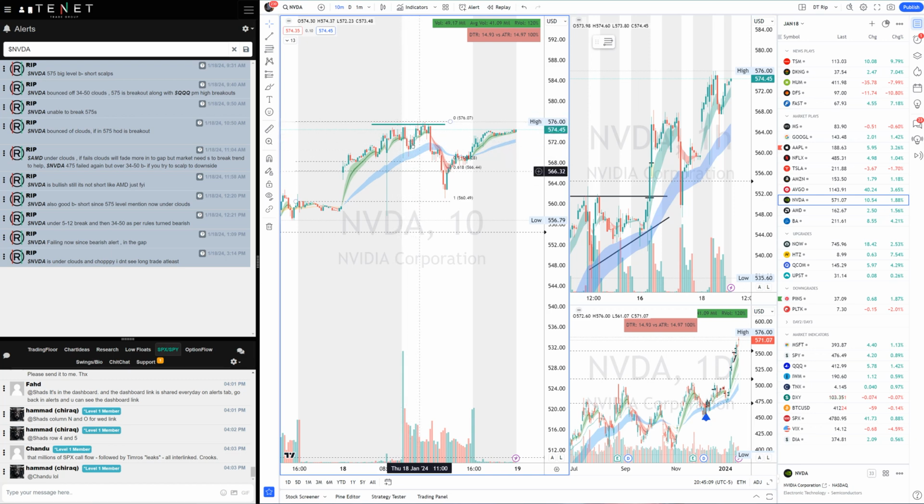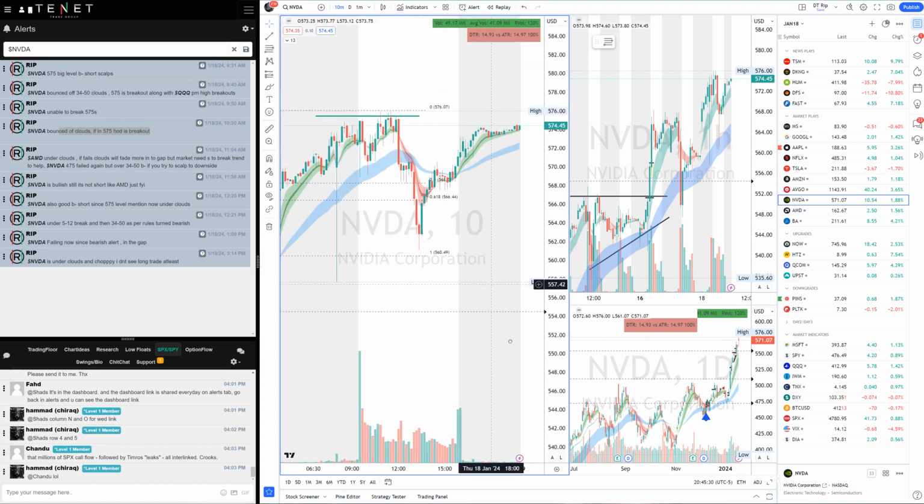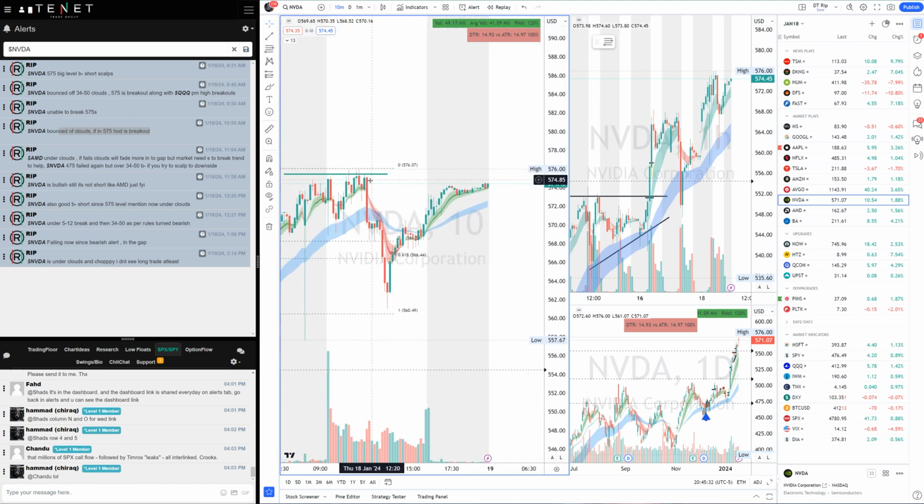So you couldn't really go crazy on the short, but it was rejecting my 575, bouncing, and it was still bullish. And at that time I said it's still bullish. 575 is the breakout. If you're trying to trade that breakout, it's high risk and you're losing because it's not able to break out. How many times did it try? 1, 2, 3, 4, 5, 6, right?